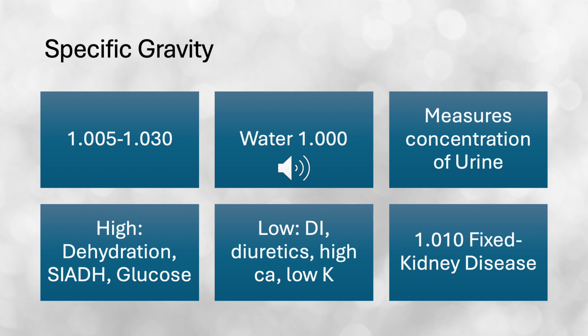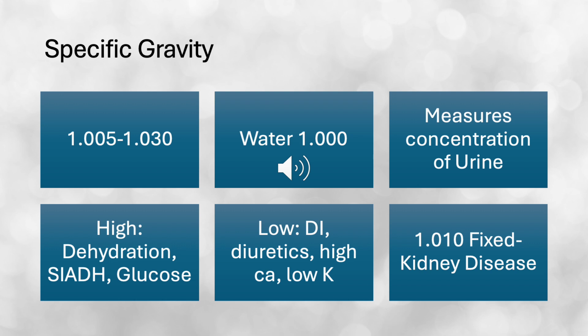People on diuretics, if you have a high calcium, so hypercalcemia, it causes a nephrotoxic diabetes insipidus. That's why people with hypercalcemia have a large urinary output. Low potassium does the same thing.